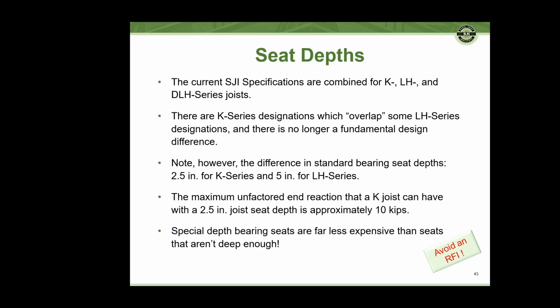So in terms of using, say, a load over load format or having a special loading condition, a good rule of thumb is that the maximum end reaction for a K-series joist that's going to have 2.5-inch deep seats should be limited to 10 kips or less. And in general, special depth bearing seats are far less expensive than seats that aren't deep enough. So if we have to start coping, say, a 3x3 angle to make a 2.5-inch deep seat, that is cumbersome, whereas providing a 5-inch deep seat for a K-series joist is not a problem. Or again, if the reaction is over 10 kips, it would be best to specify an LH series joist.